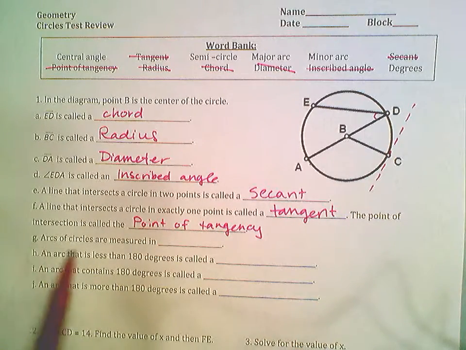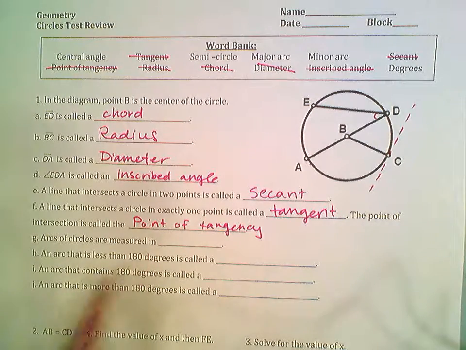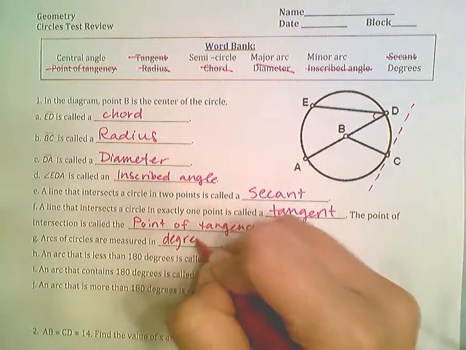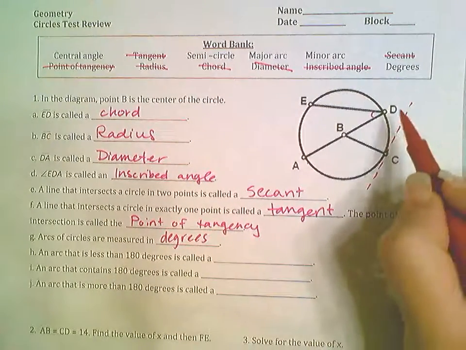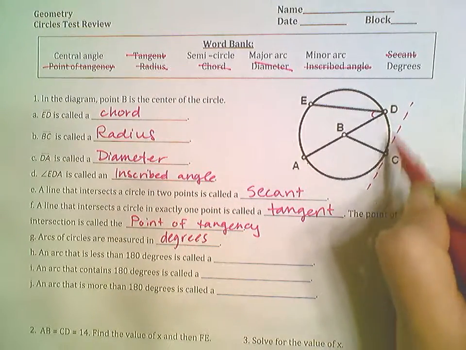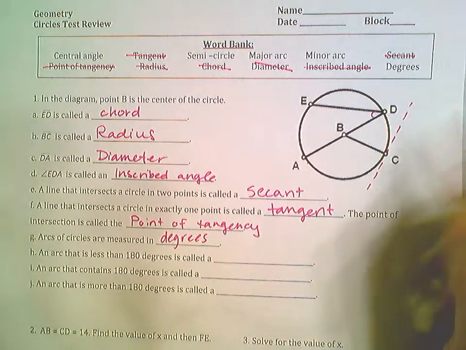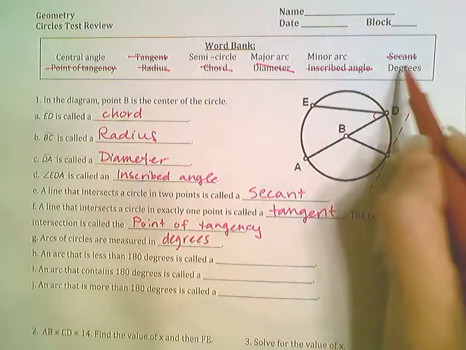Arcs of a circle are measured in, we know that that's going to be degrees. Keeping in mind that the arc measure will be degrees and the arc length will not be degrees. Length would be inches, feet, centimeters, something along those lines.